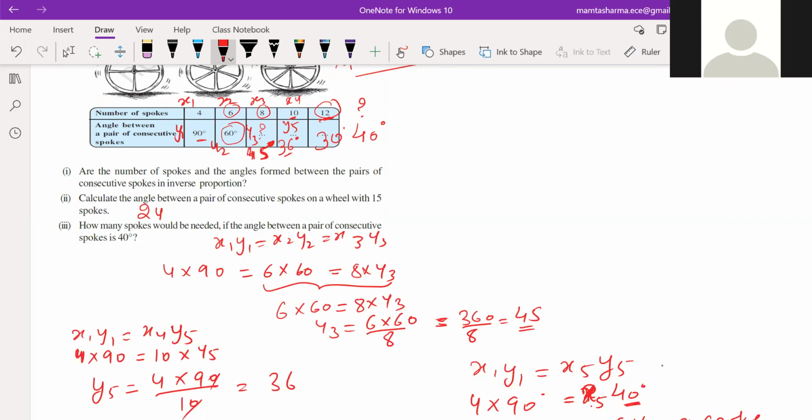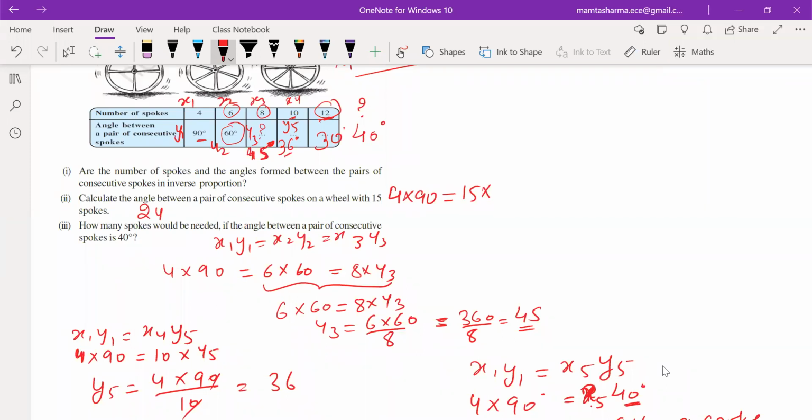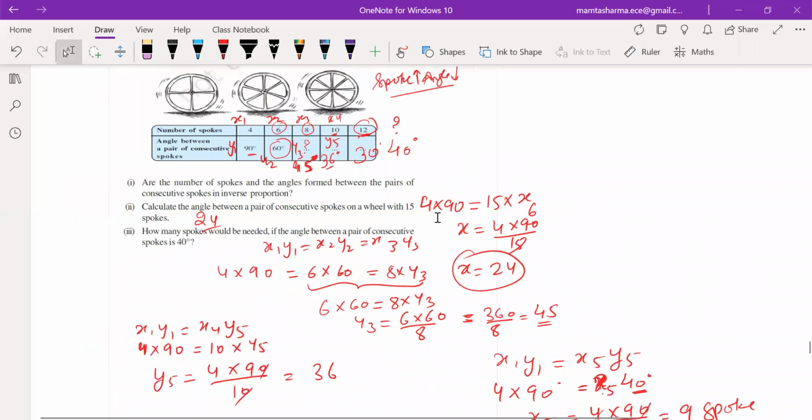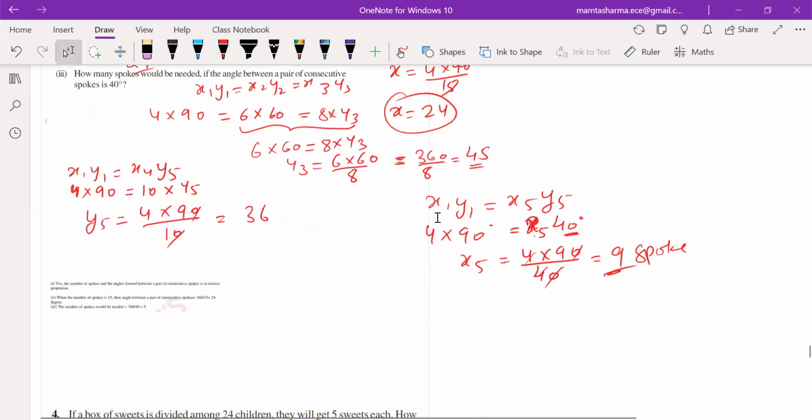Okay. For the 15 spokes, 4 into 90 equals 15 into, you have to find out the angle. Let's say it is x. So x would be 4 into 90 divided by 15. 6, 6 4s are 24. So the second answer would be 24. Okay. Clear for everyone? Or do I need to repeat once more? No, ma'am.